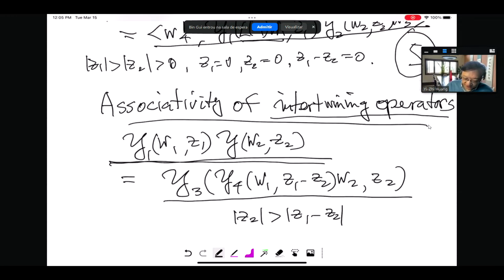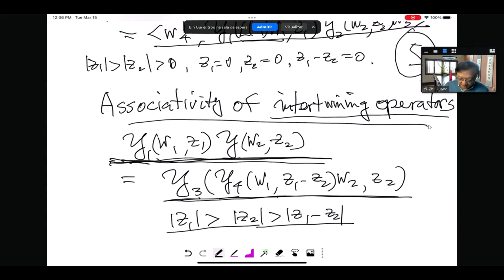And then the associativity of intertwining operators basically says the following. Given two intertwining operators Y1, Y2, you can find two other intertwining operators Y3, Y4, such that this is equal to this in the intersection of the regions, z1 bigger than z2 bigger than the other. Because the left-hand side is convergent only in this region, the right-hand side is convergent in the other region. So in the intersection, both are convergent to some analytic functions. These two analytic functions are equal.